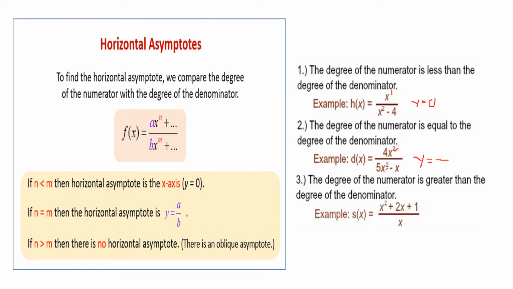So what is the coefficient for 4x squared? That is 4. And the coefficient for 5x squared, that is 5. So this is our leading coefficients. So we have 4 over 5 as our horizontal asymptotes. Next, for number 3 is, we have here x squared, our leading term. And x here is our leading term for the denominator. Since the degree of exponent of numerator is greater than the degree of the denominator, so therefore we don't have here a horizontal asymptote. No horizontal asymptote.